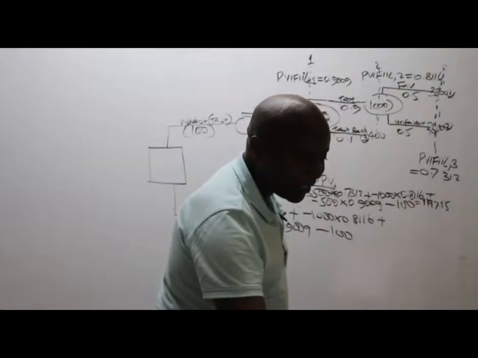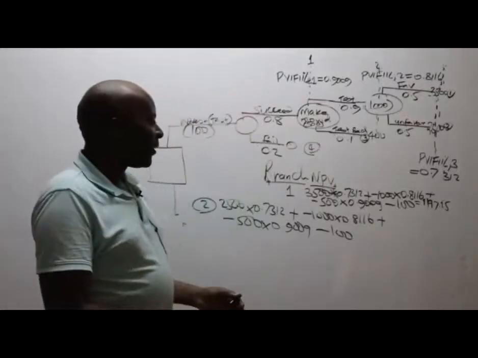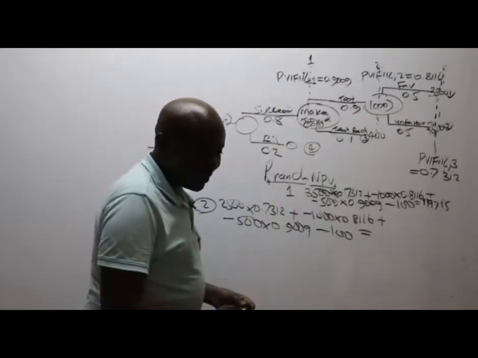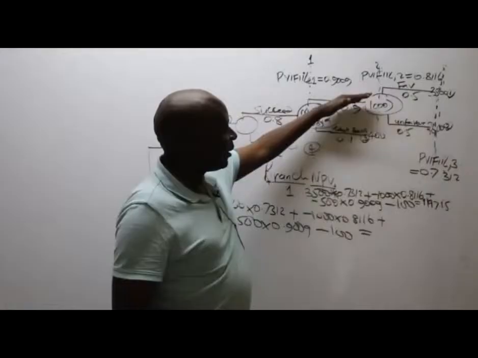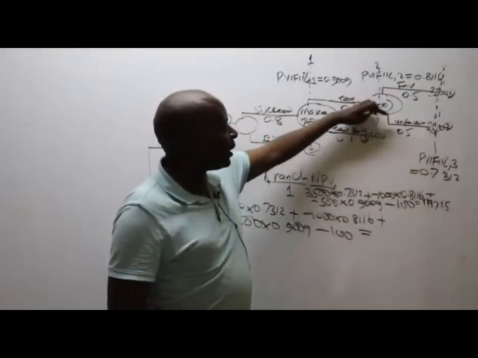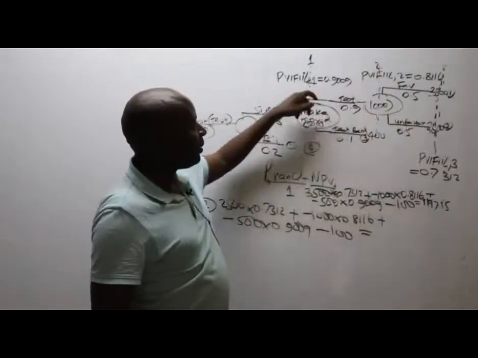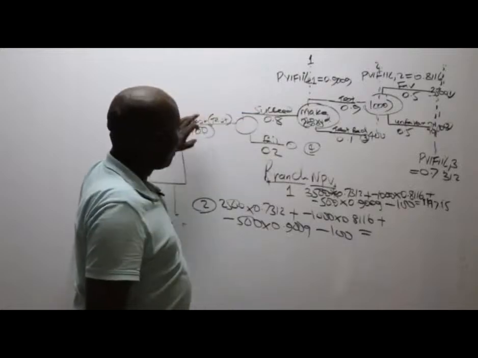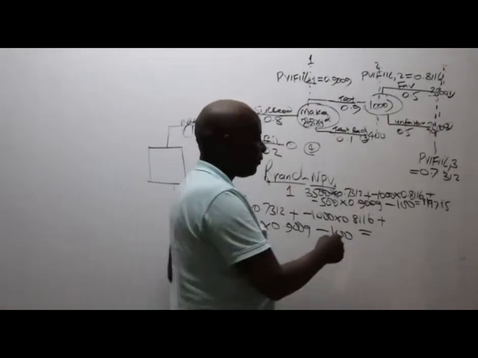So what are we getting here, somebody, for branch number 2? For branch number 2, we are moving like this. So we have 2,500 times this plus minus 1,000 times the discounting factor plus minus 500 times the discounting factor plus, it's a road, minus 100. 465.95.